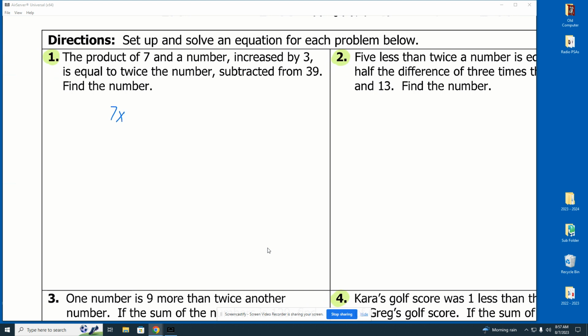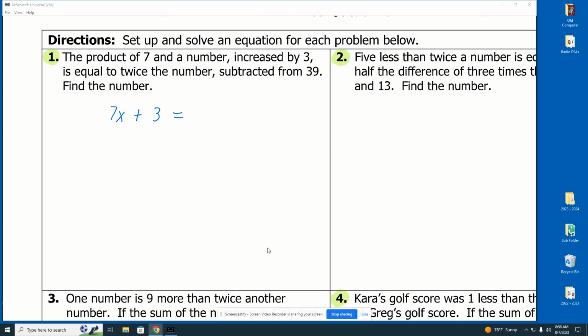Okay? Next part of this. Increased by 3. What does increased by mean? So we're adding 3. Increased by 3. And then it says is equal to, so that's where my equal sign comes in. And now we're looking at the other side of this thing. So let's see what's on the other side.